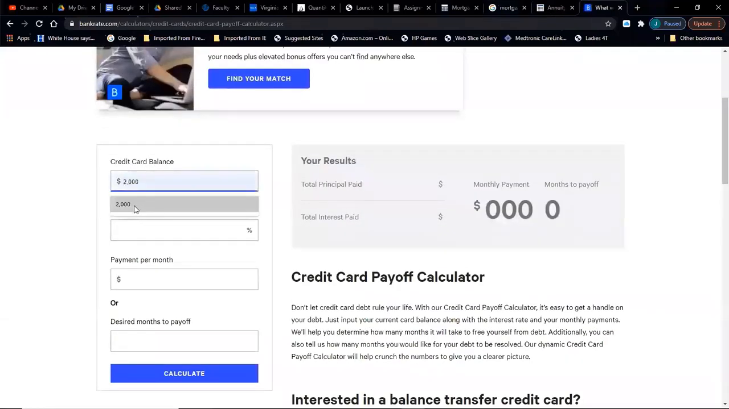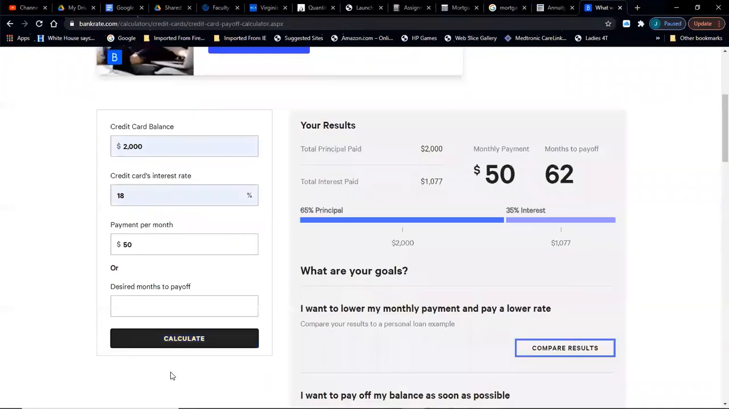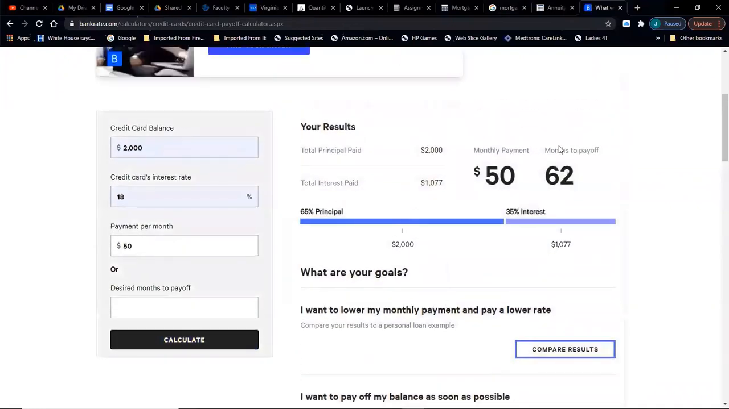Credit card balance. Oh, I haven't used that on this computer before, $2,000. Credit card interest rate, 18%. You're probably typing these numbers, of course. Payment per month or desired months to pay off. So these last two, it's an either or scenario. I said we're making a $50 monthly payment. Hit calculate, and look at this. It takes 62 months to pay off. We have $1,077 in interest. So again, that's more than 50% that you're paying in interest.